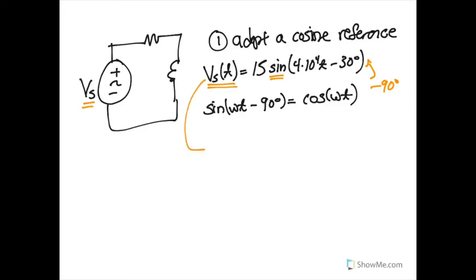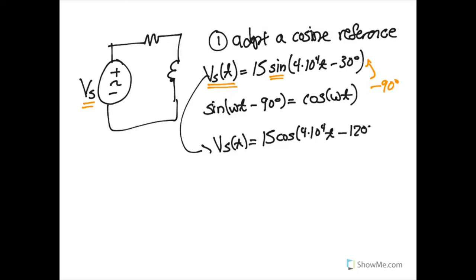So taking this particular signal and moving it into a cosine reference, we just simply rewrite all of the elements, but this time we take 90 degrees off the phase and it becomes minus 120 degrees. So our amplitude stays the same, our frequency stays the same. What ends up changing is our phase because we've taken the 90 degrees off of it.